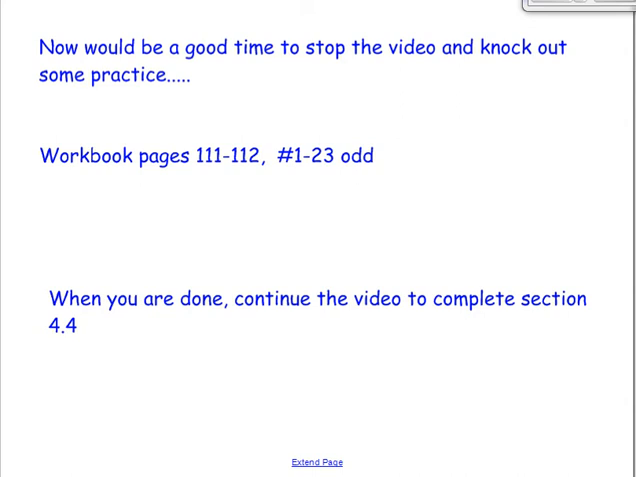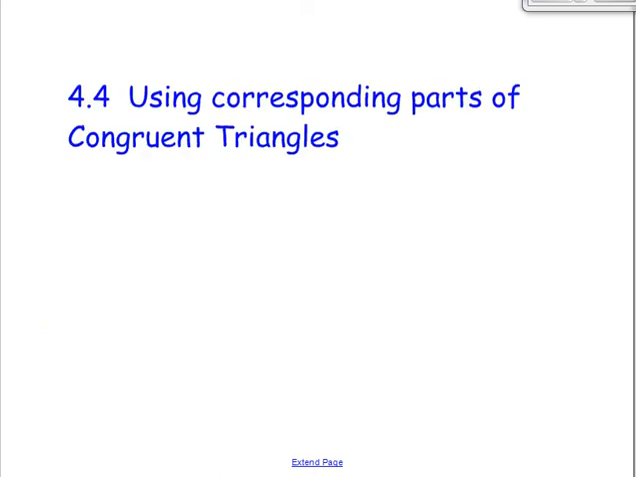When you're done with those, you can go ahead and start the video again, continue the video on, and we'll take a quick look in section 4.4. Okay, that won't take very long at all. So just go do your problems, then start this again. Okay, I assume you finished the worksheet.